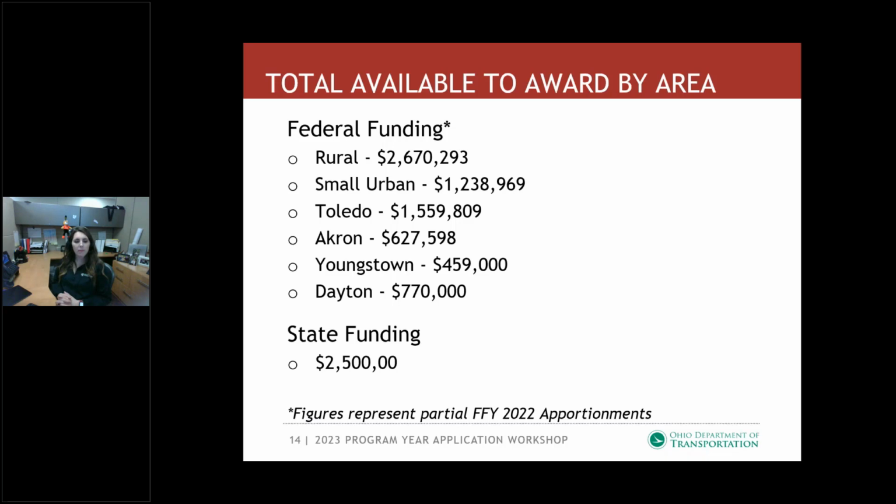When it comes to state funding, we have $2.5 million available. This is not broken down because this funding can be applied to any of these areas. And again, as I'll mention later in the presentation, you are not requesting that state funding. That is funding we have in our back pocket to leverage the federal funding further, or if we have some project requests that are better suited for the criteria of state funding, we will apply it to that instead.